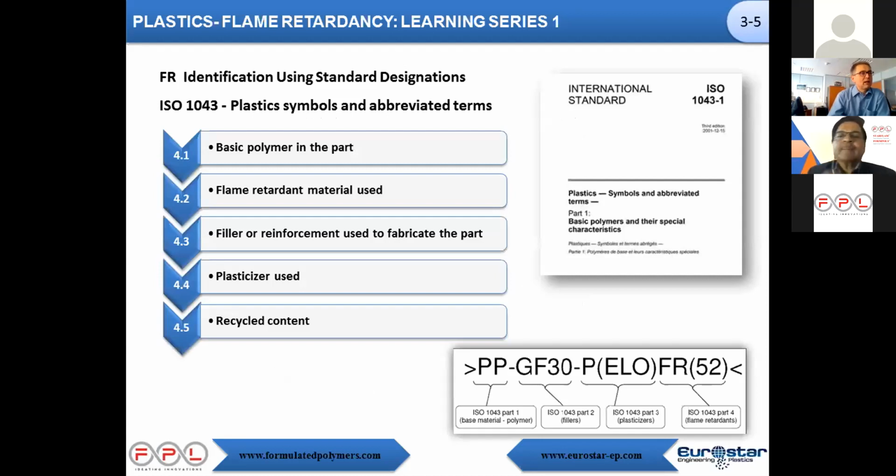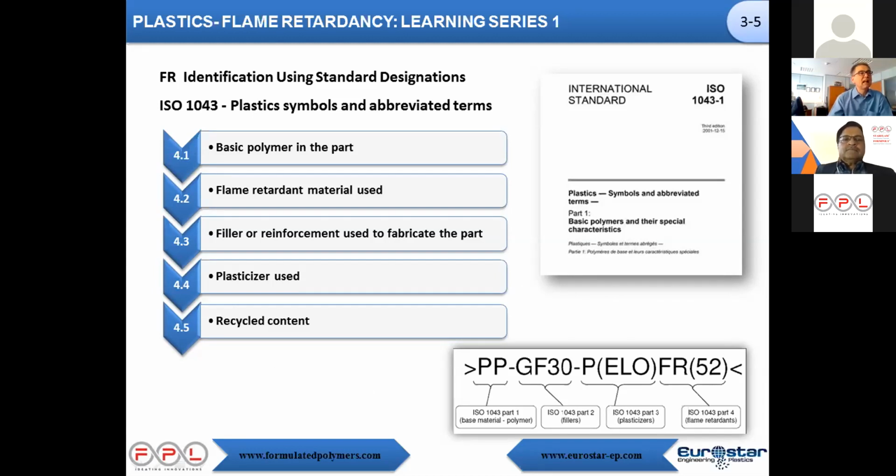You see on this one, this is an example. The example you see is a polypropylene, GF30, it's about the filler, it's 30% glass fiber. Then you have PELO, so it's a plasticized with epoxidized oil, and you have FR52. And this is important, because in this case, you can see that the flame retardant used is red phosphorus. So I go quick because time is really flying by. So on next pages, two examples.